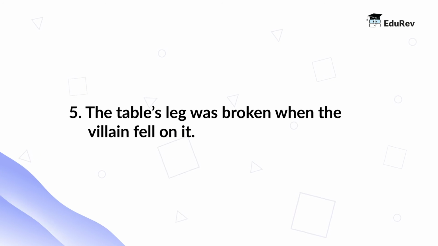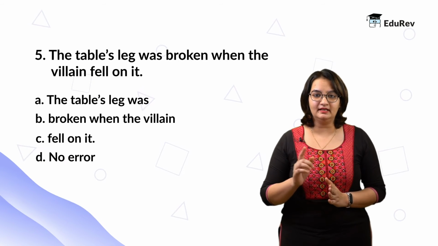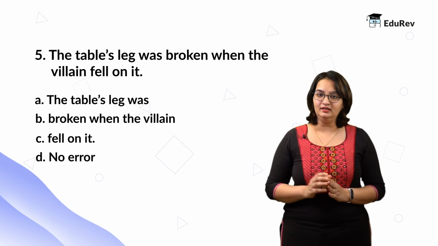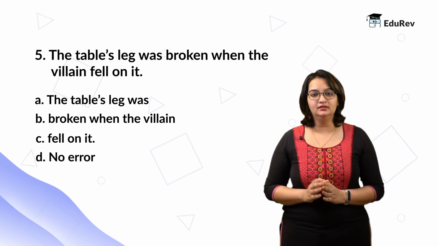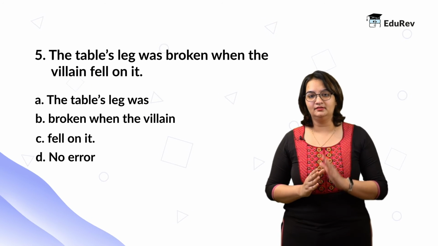Let's take a look at another interesting example now. The table's leg was broken when the villain fell on it. Option A, the table's leg was. Option B, broken when the villain. Option C, fell on it. And option D, no error.